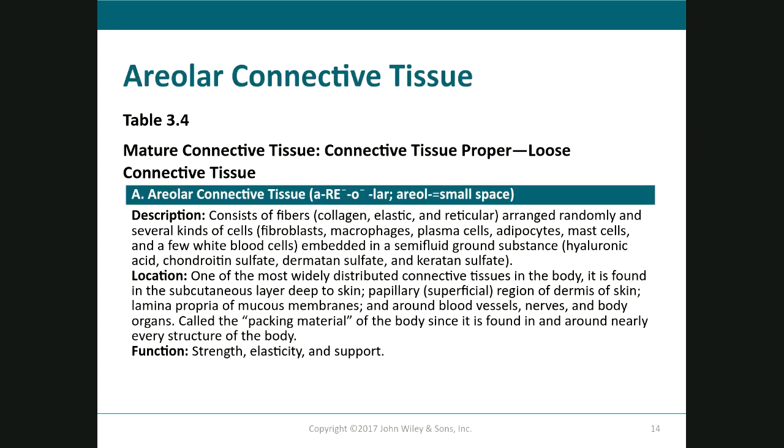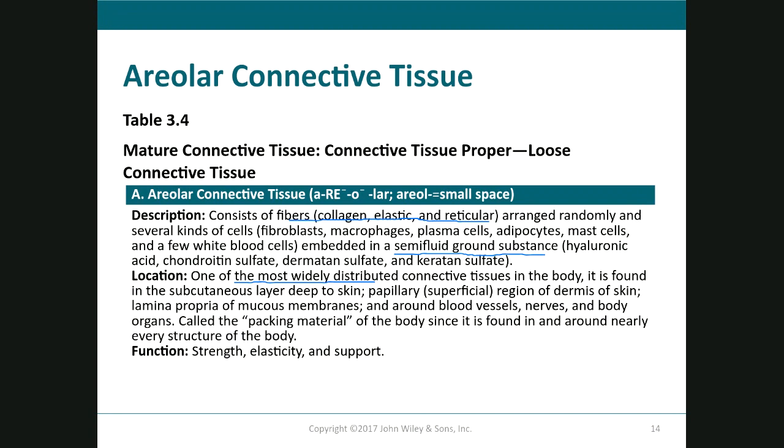So let's start with the first one, areolar loose connective tissue. One of the important details of areolar loose is that it has all three fibers. It has collagen fibers, elastic fibers, and reticular fibers. It also has the cells that we've mentioned in the past, and it's all embedded in a semi-fluid ground substance. This is the most widely distributed type of connective tissue in the body.